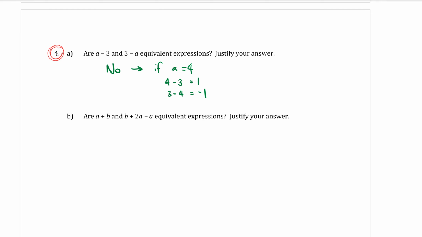Part B. Are A plus B and B plus 2A minus A, are they equivalent expressions? Yes or no? Justify your answer. So who says yes? Well, okay, you want to think about it first? Okay, have a think. Say, have a think if you're a yes or a no. Do you think that, I'll highlight them for you so you can see it better, is that the same thing as that? All right, ready to make a decision? No. You're not ready to make a decision, or no is your answer? More time. More time.